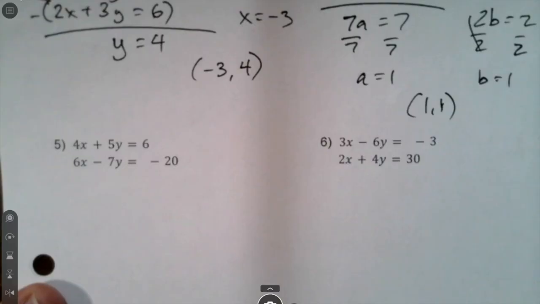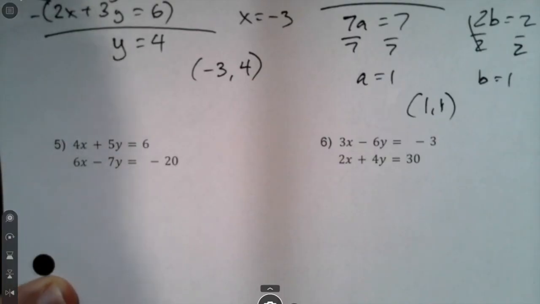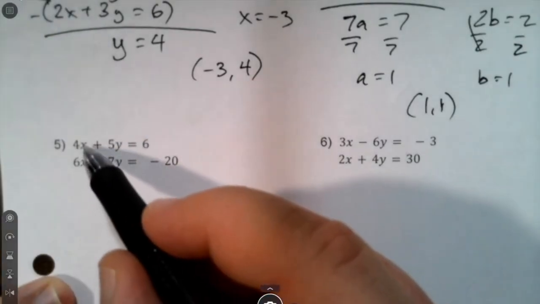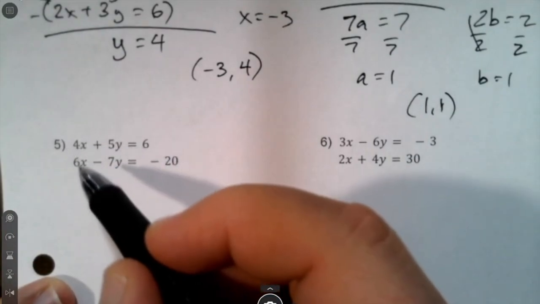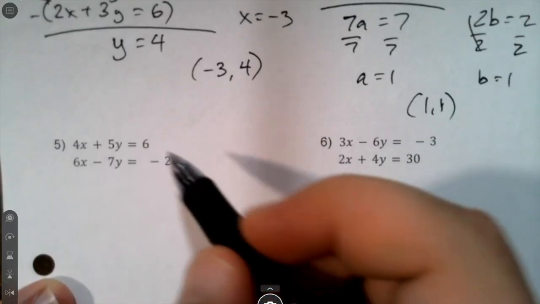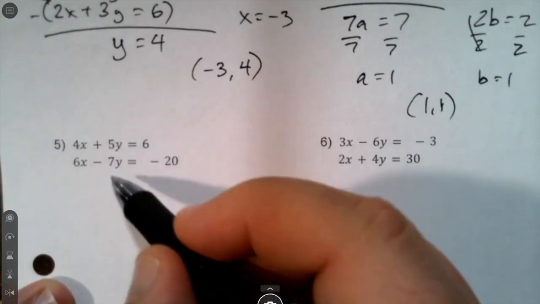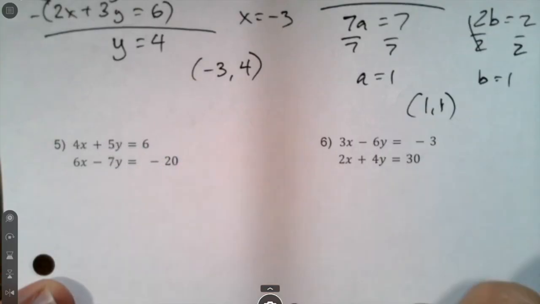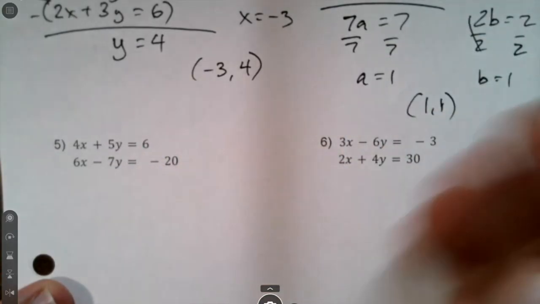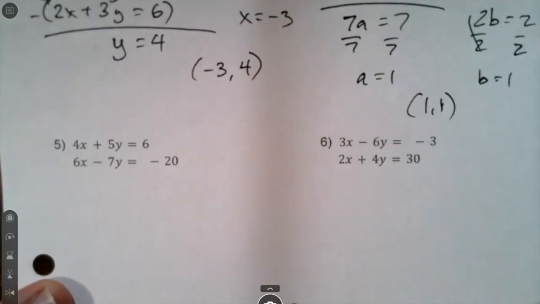So just like before, we can choose which ones we want to make match. So I could choose to match the x's. The lowest number that 4 and 6 go into evenly is 24. So I can multiply these two to make both of them 24. Or the lowest number that goes into both 5 and 7 is 35. So I could multiply in order to make this 35 and this 35. Either way will work. I'm going to choose to eliminate the x's.